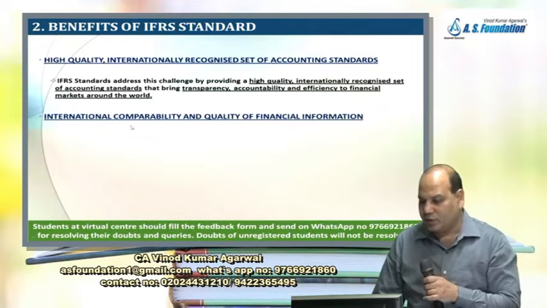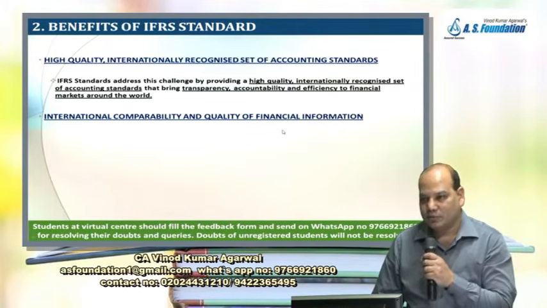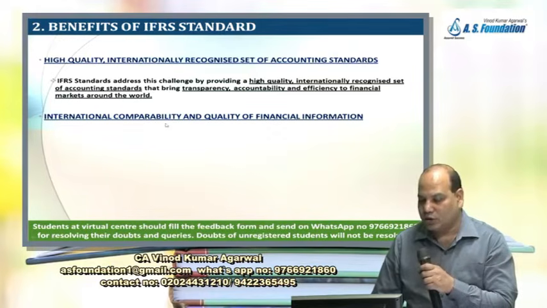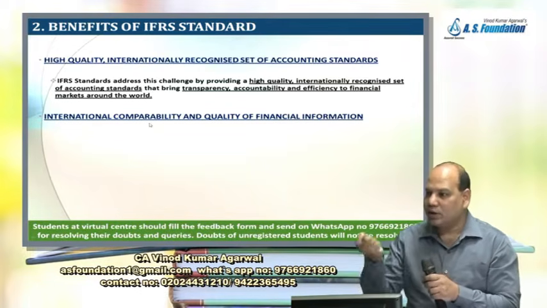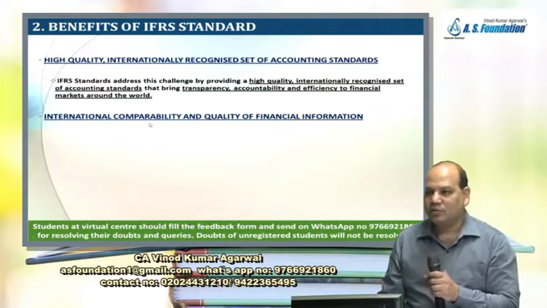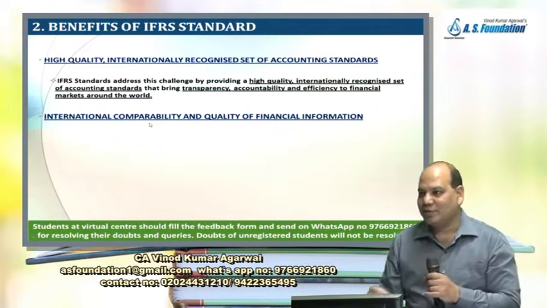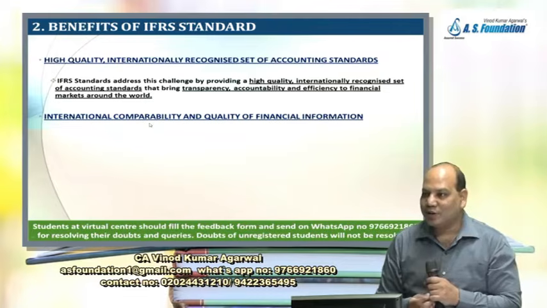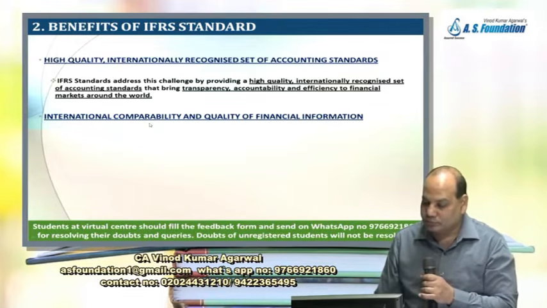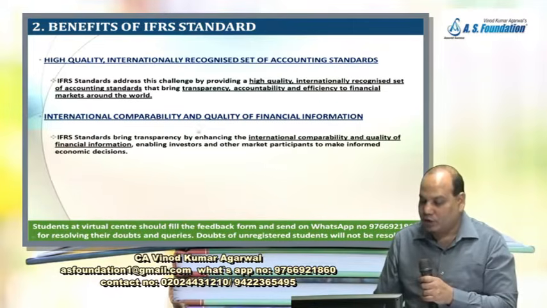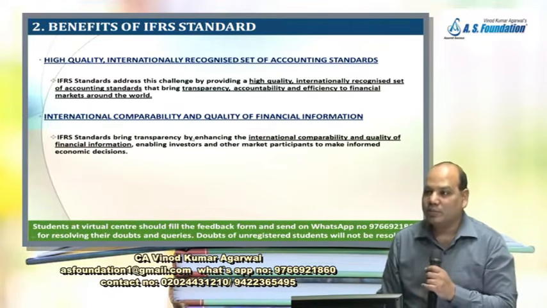The second benefit is international comparability and quality of financial information. Already discussed with you, if all countries follow the same standard, you can easily take the balance sheet of, say, British Airways and compare it with Jet Airways. Even though they are in two different countries, if both are based on IFRS, they are comparable. So financial statements of different countries will become comparable.